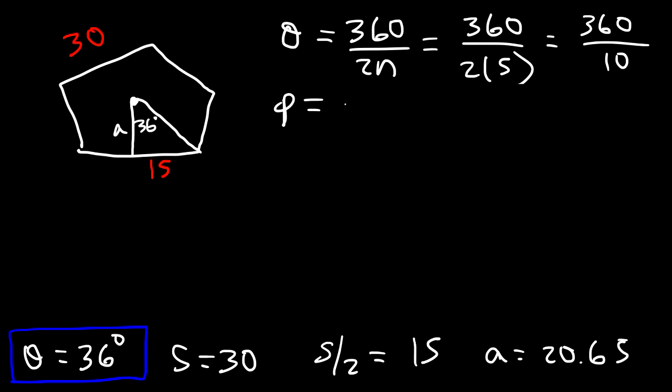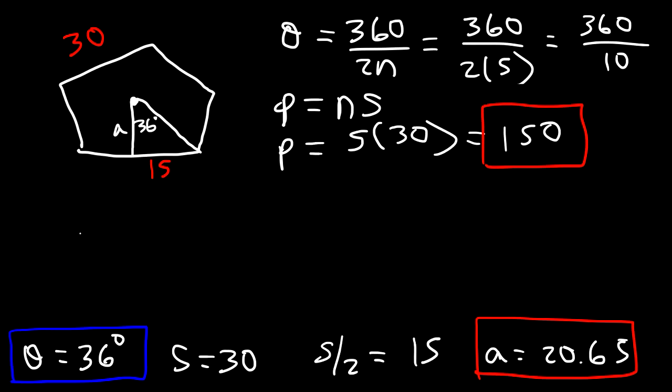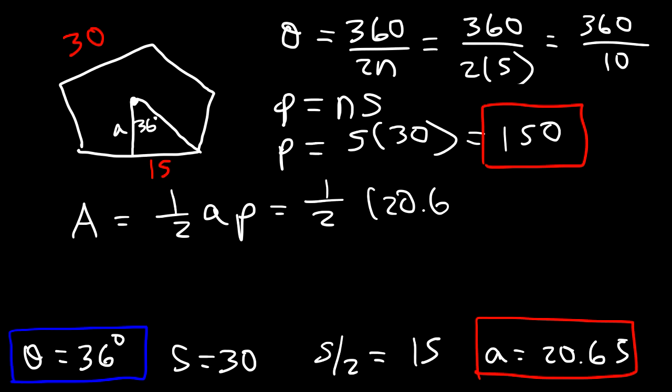So just like before, the perimeter is n times s. So we have a 5-sided figure, and s is 30. So the perimeter is 5 times 30, or 150. So we have the perimeter, and we have the apothem. So now let's calculate the area. The area is going to be 1/2 AP. So the apothem is 20.65, and the perimeter is 150.